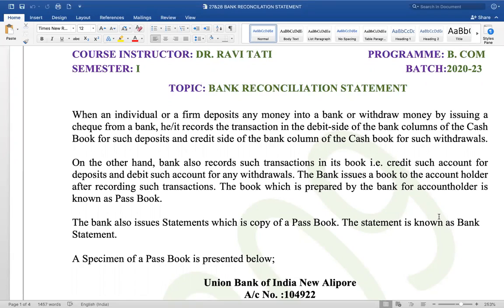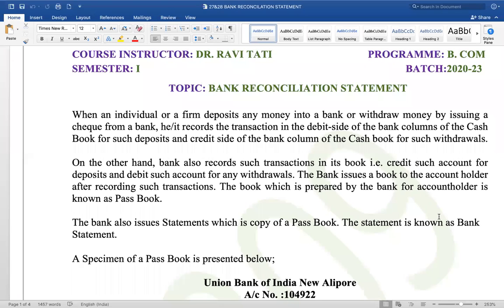Every time the cashier of the company deposits money, he enters it in this cash book that he is maintaining. Every time he withdraws money from the bank, and that cash comes into the company, at that time also he records the movement of the cash.